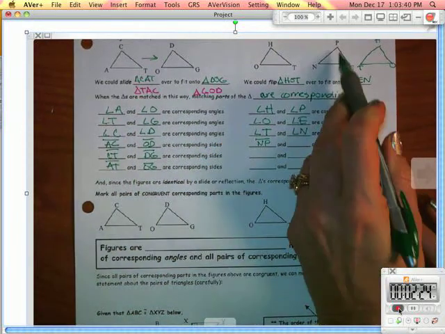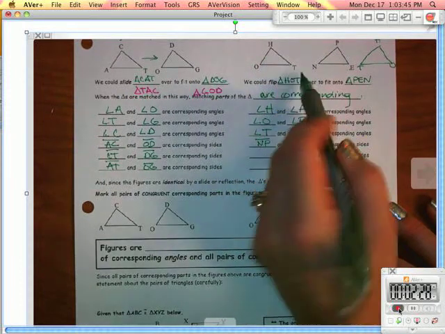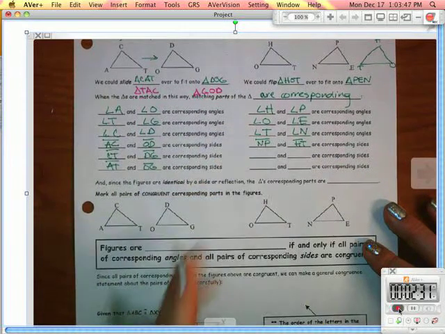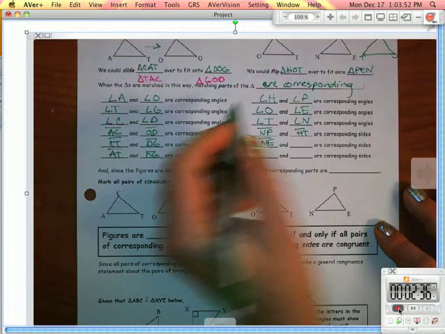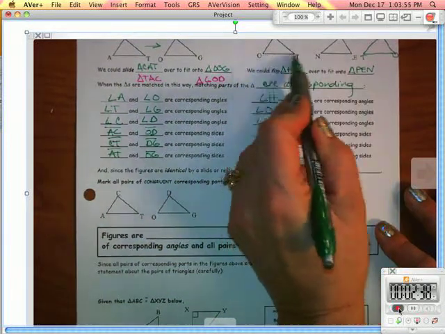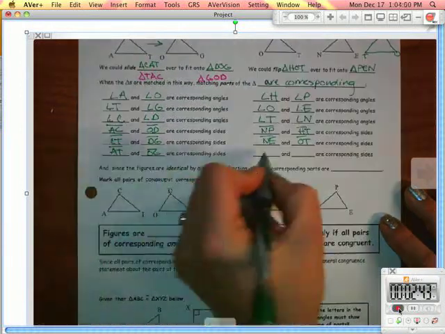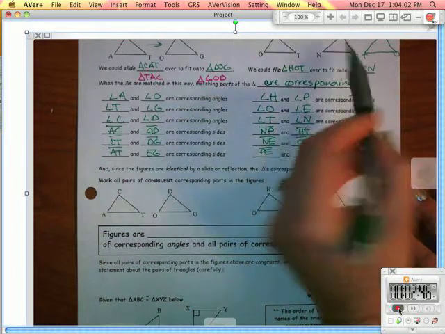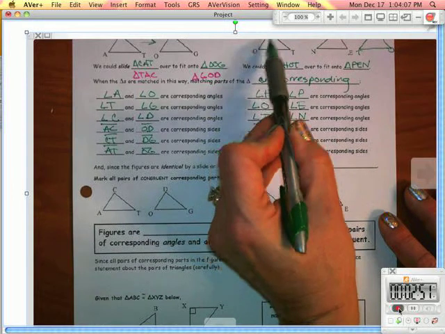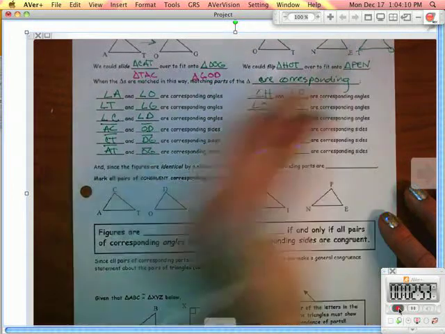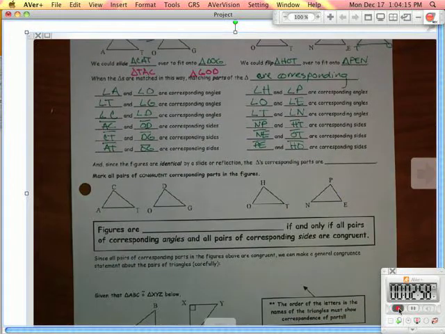Okay, and then I could do side NE. So that's on the bottom here. It corresponds with what? OT. And then the last one is side PE. That's right here. Even if you didn't flip it, could you kind of see which one it corresponds with? HO. Do you see that? So you're matching up corresponding angles and sides. And since the figures are identical by a slide or reflection, the triangle's corresponding parts are congruent.